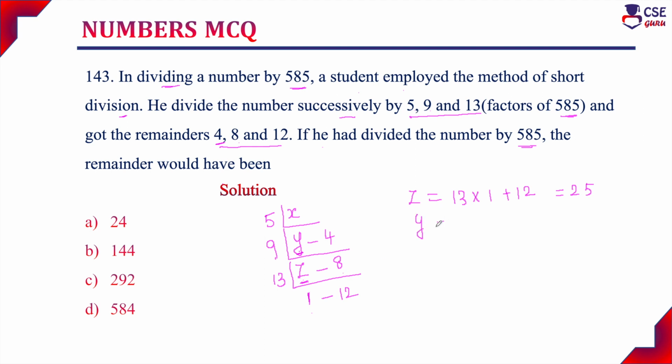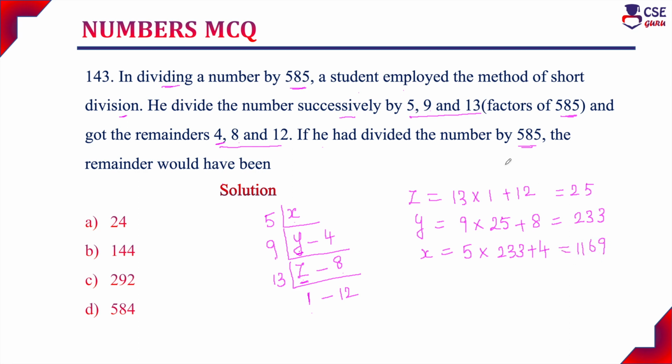So y is equal to 9 into z value, which is 25, plus remainder 8. So 9 into 25 plus 8, we will get 233. Again, to find x value, divisor is 5, quotient is y, remainder is 4. So divisor 5 into quotient y, that is 233, plus remainder 4. So we will get 1169.